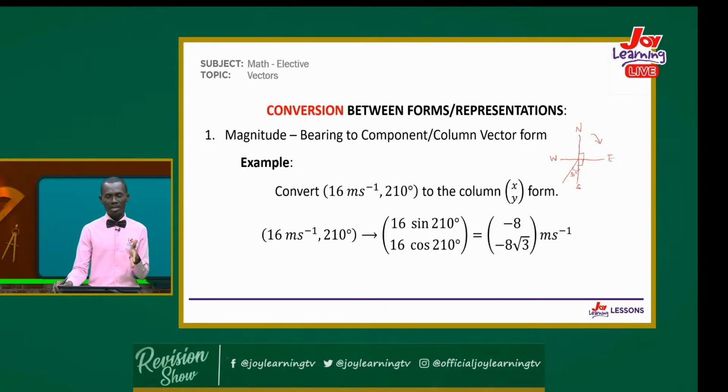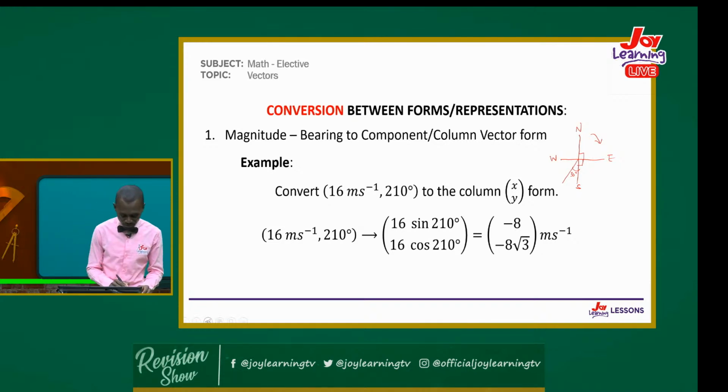You simply multiply the magnitude by the sine of the bearing and the magnitude by the cosine of the bearing, and you would have converted to the column form. Pretty straightforward. So I hope you can do this.